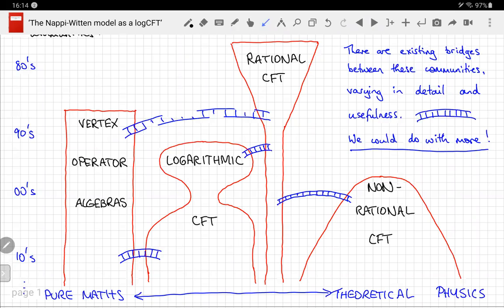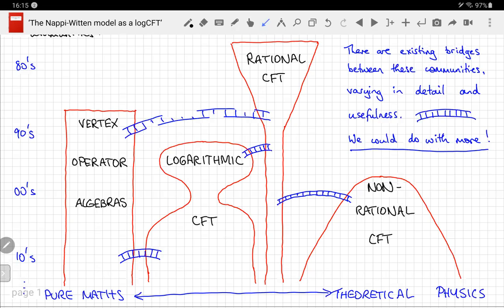So one reason why I was interested in studying this Nappi-Witten model is that it's an example of a non-rational CFT which has received much attention in the literature, but which I think many of us secretly believe should be a logarithmic CFT. In fact, many of us believe that logarithmic CFTs and the non-rational CFTs are almost the same thing. Not exactly, but almost. So it's interesting to get a sense for what's going on here.